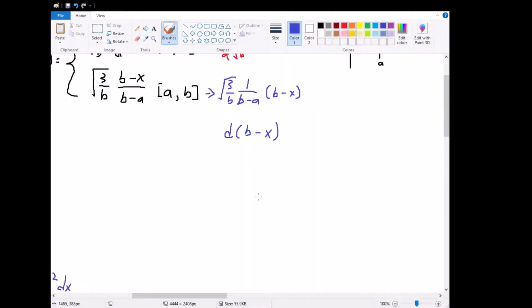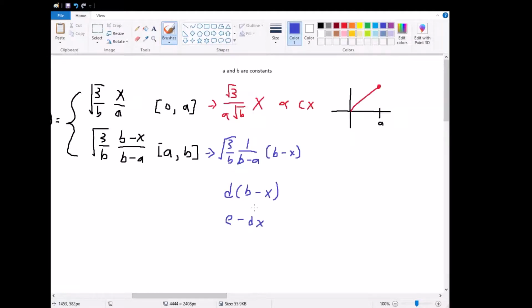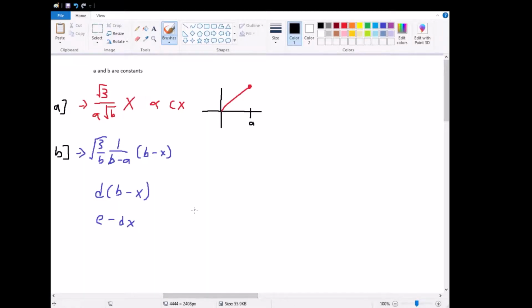And if we use the distributive property, d is a constant and b is also a constant, so we can combine them together, and let's call that e. So this equals e minus d times x. E and d are both constants, so this also takes on the form of a linear line, except instead of sloping upwards, it slopes downwards. If we graph this, it will look something like this, where this is a, and this is b, and this is the interval where our second function is defined.